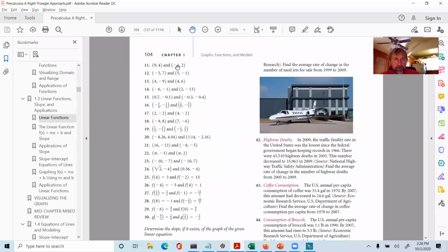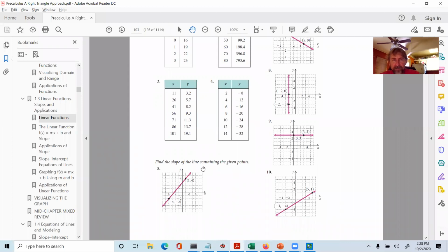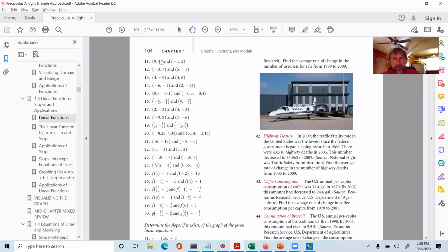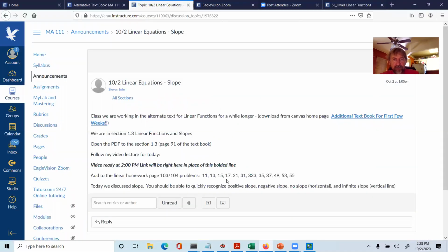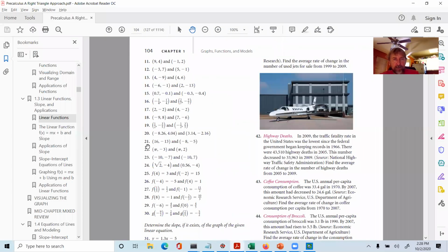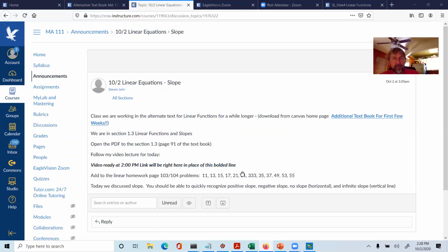So here we're given 2 points, and we're asking you to find the slope. So find the slope between 2 points. That's 11 through 17 and 21. Okay, so that's no big deal.